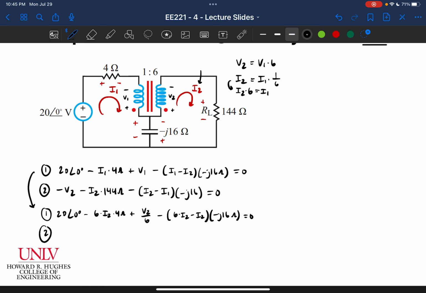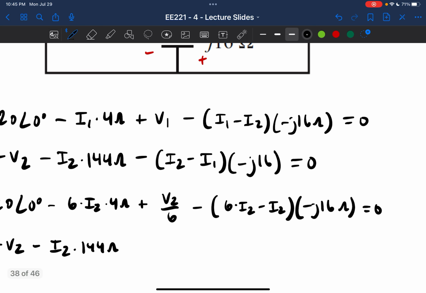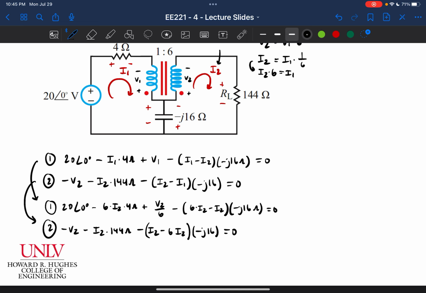And then let's write our second equation again. Minus V2 minus I2 times 144 ohms. And then I just need to replace I2 minus 6I2, times minus J16, equals 0. All right, so I've got my two equations now represented here in terms of I2 and V2.